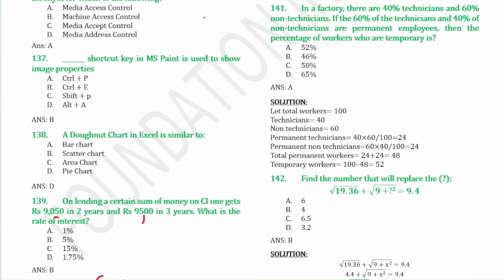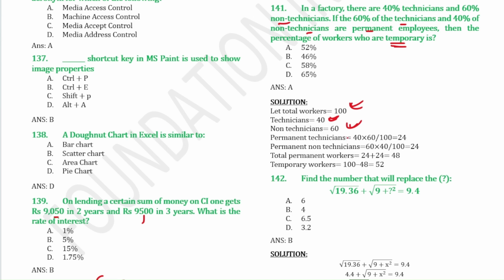Next question. In a factory, there are 40% technicians and 60% non-technicians, and 60% of the technicians and 40% of the non-technicians are permanent employees. So we have to find the percentage of workers who are temporary. Here we will consider the total number of workers as 100. The technicians are 40%, so 40, and the non-technicians are 60. It is given in the question.